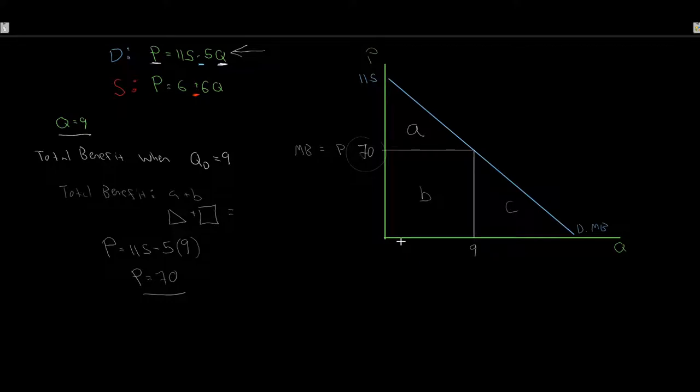I have that marginal benefit. That's how much extra benefit I received from my ninth unit. Or alternatively, that was the maximum price that I was willing to pay for 9 units of this good. But okay, keep in mind, that's not what we're looking for. I didn't say what's the marginal benefit of our ninth unit. I said what was the total benefit when we consume 9 units. That is, we're looking for this area A. We're looking for this area B.